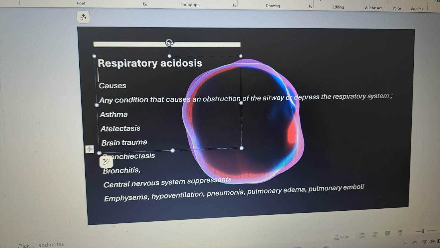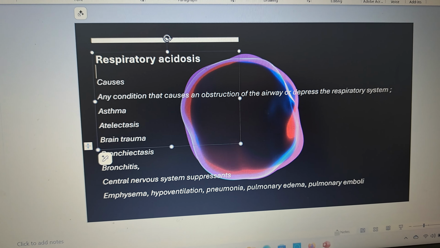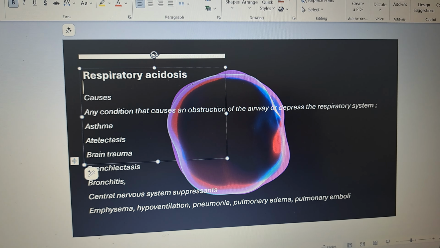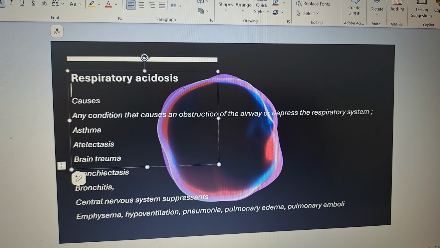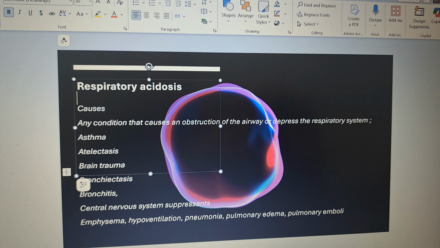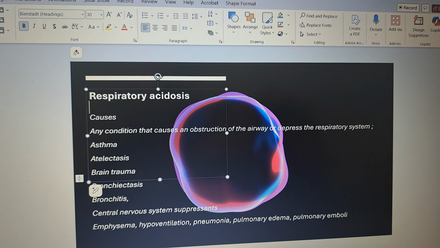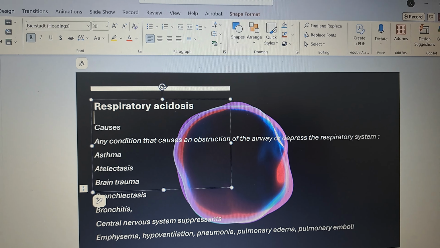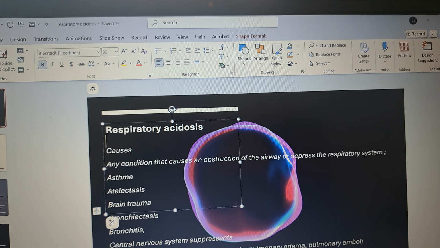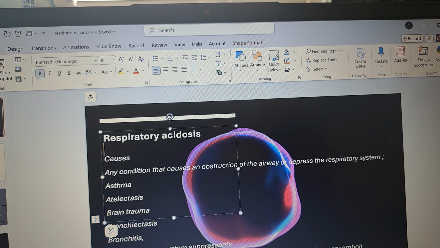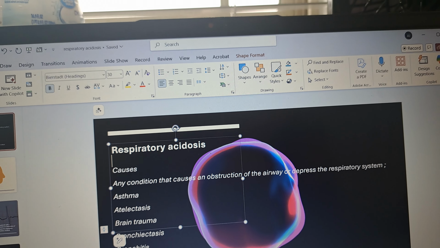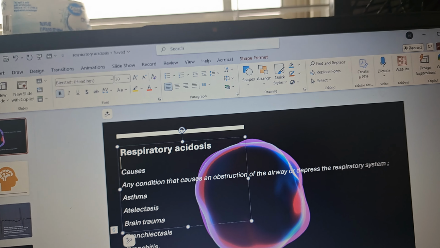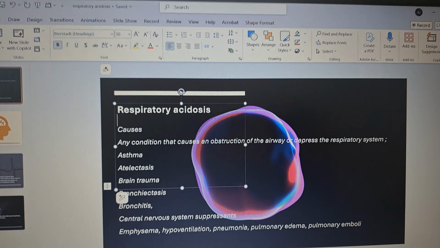Brain trauma. In brain trauma, there can be excessive pressure on the respiratory center, or even the medulla oblongata, which controls the respiration. So that disturbs the respirations too. Next one is bronchiectasis. In bronchiectasis, the bronchi become dilated. It can be due to inflammation, or there can be some destructive changes also. When the bronchi become dilated, there is weakness in the walls of the bronchi, so it affects the respirations.